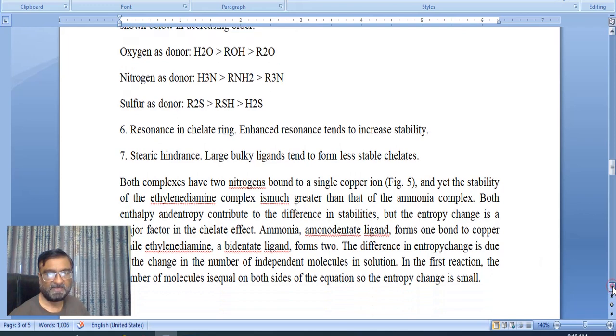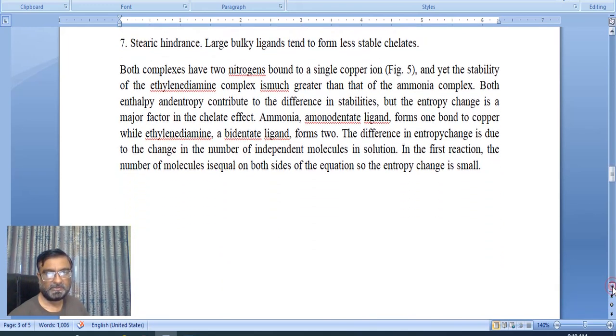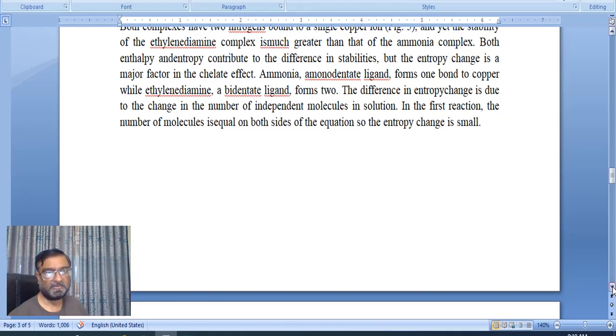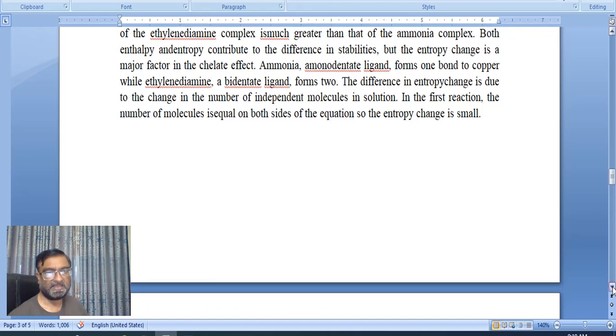Both complexes have two nitrogen bonds to a single copper ion, yet the stability of the ethylene diamine complex is much greater. Ethylene diamine is a good chelating agent. Both enthalpy and entropy contribute to the difference in the stabilities. These are again the important factors.